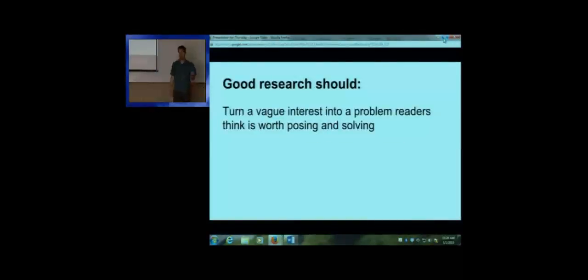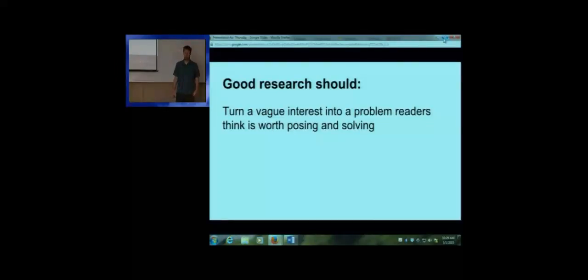The first thing we're going to do is talk a little bit about what good research projects should entail. Good research should turn a vague interest into a problem readers think is worth posing and solving. You want to think about research projects not as something that you have to do, but something that you're legitimately interested in. Most of us, in the context of higher education, have certain topics that we want to study.